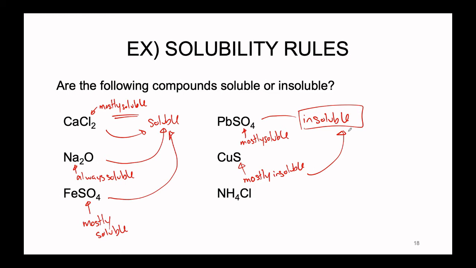All right, and last but not least, we have ammonium chloride, where here we have another example of one of the always soluble ions popping up, and it's even being partnered with something that is mostly soluble. There is no exception in this case. Our ammonium chloride is assuredly going to be one of the soluble compounds. If we sprinkle some into water, we will watch it slowly disappear.